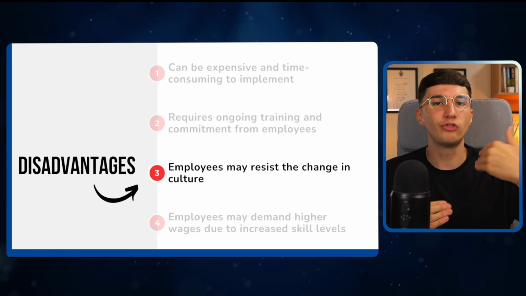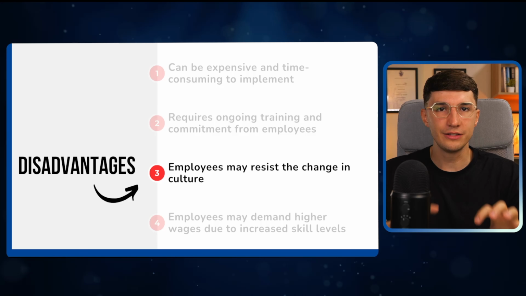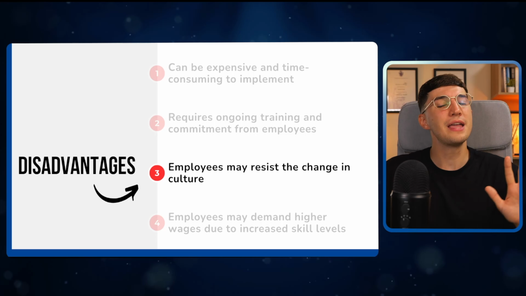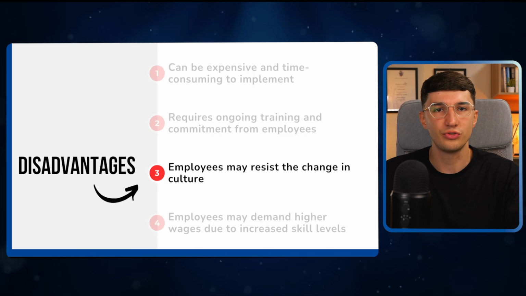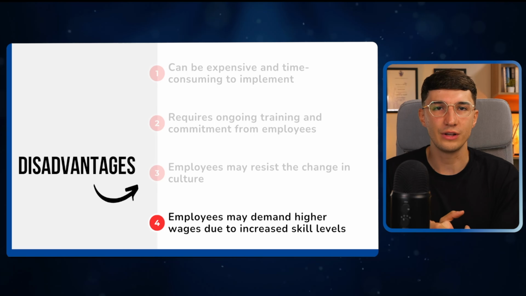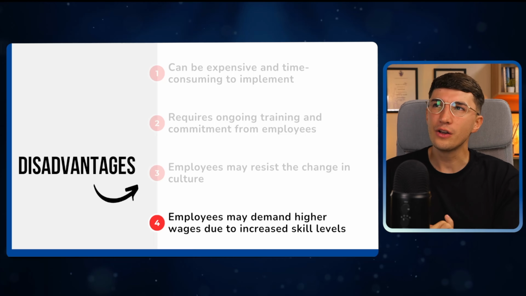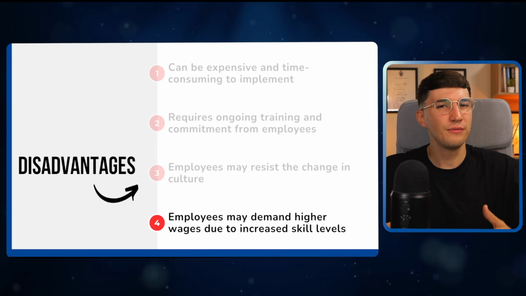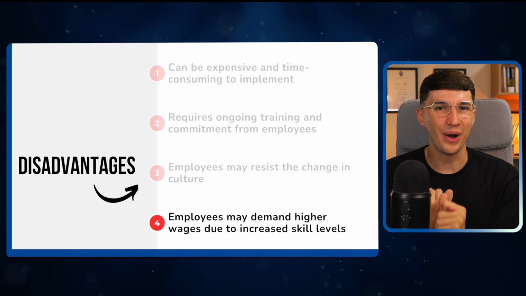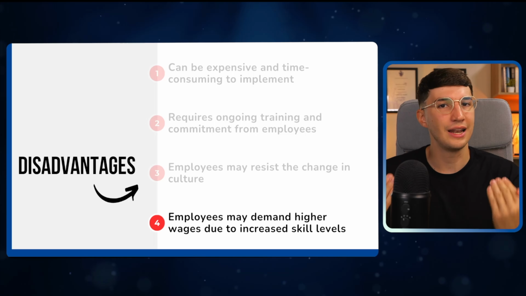And if you are adopting this TQM style, this is going to be a lot of change and it can be a lot of shock for your employees. So they may resist the change of the culture. And of course, if you're telling employees that their quality needs to improve, you're empowering them, you're training them, they're going to feel more valued. Now, if they feel more valued, then potentially they're going to once again want higher wages, and of course, this can cost a little bit more money.